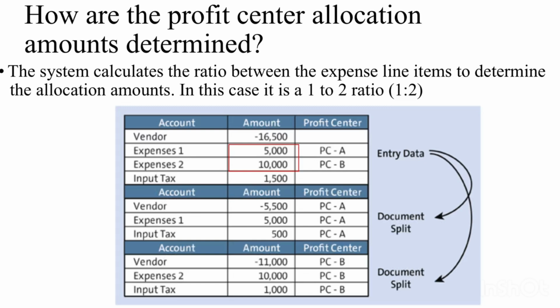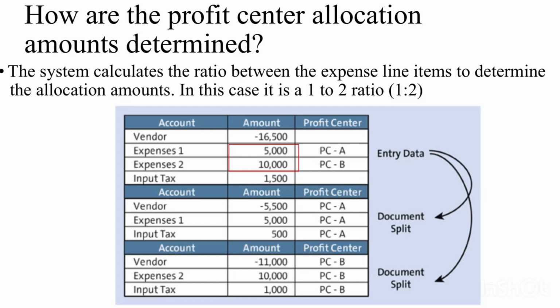Question. How are the profit center allocation amounts determined? Answer to the question. The system calculates the ratio between the expense line items to determine the allocation amounts. In this case, it's a 1-to-2 ratio. So notice here how we have two expenses. We have expense 1 and we have expense 2. Expense 1 is for $5,000, expense 2 is for $10,000. So that's how we calculate our ratio.